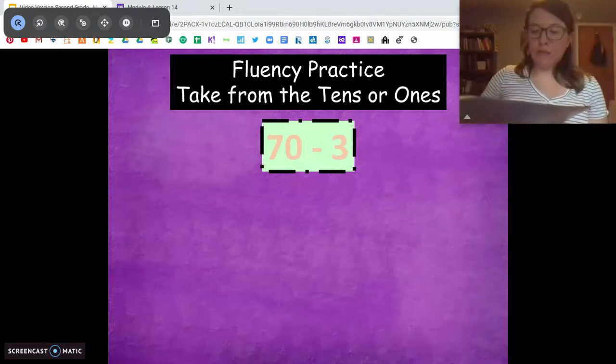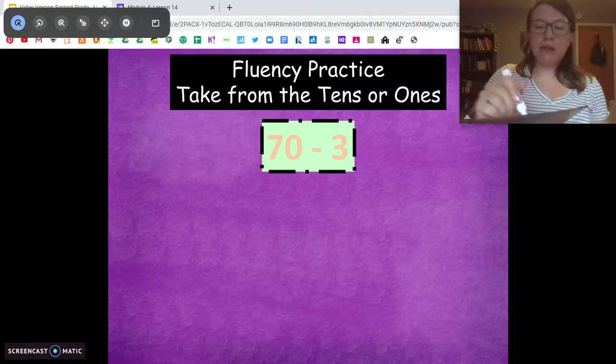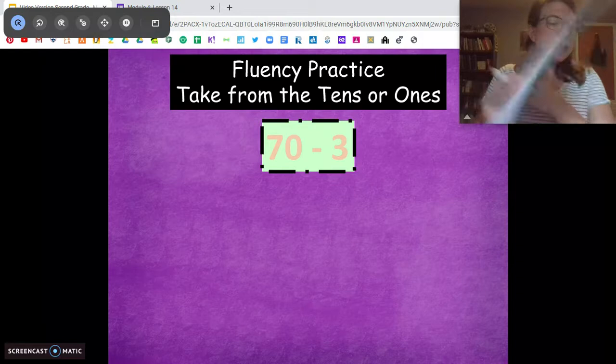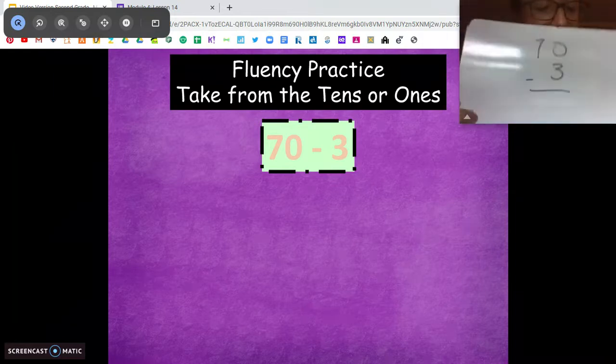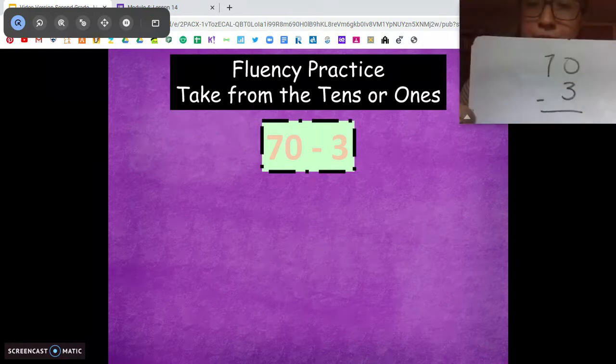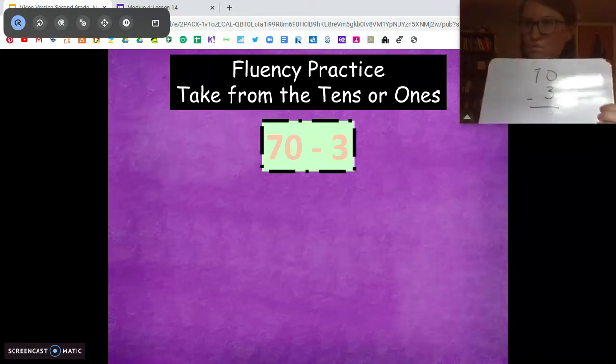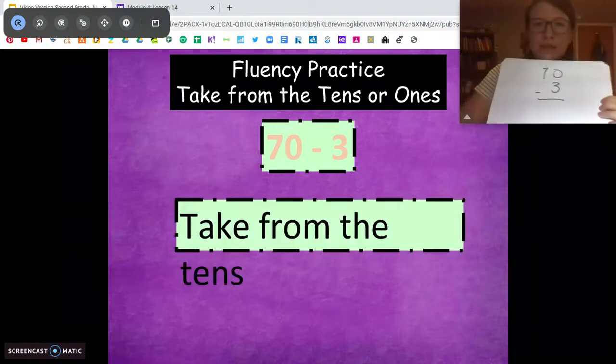70 minus 3. Sometimes the zeros mess me up a little bit. Ooh, not 60 minus 3, I'm sorry. 70 minus 3. So if there's a 0 up there, can we take 3 from 0? No, so we're going to have to take from the tens.